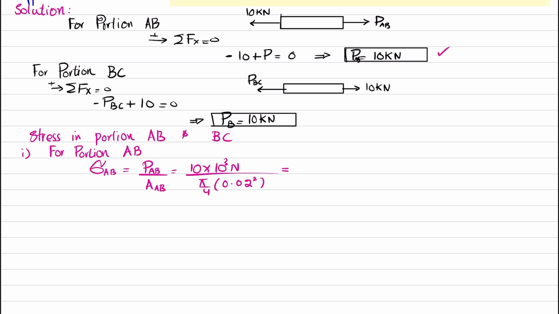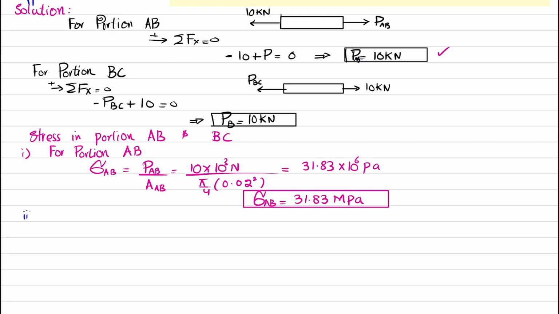When you solve this, you will get 31.83 into 10 raised to power 6 Pascal, and you can write it as 31.83 megapascal. This is the stress that is generated in portion AB.